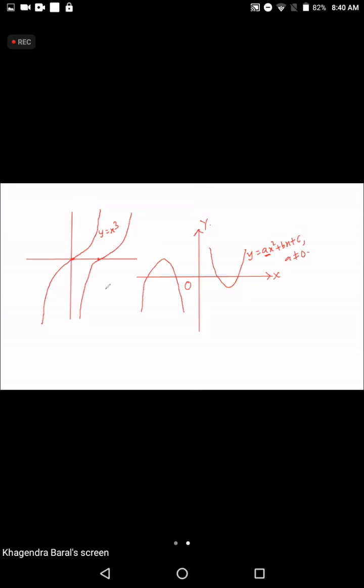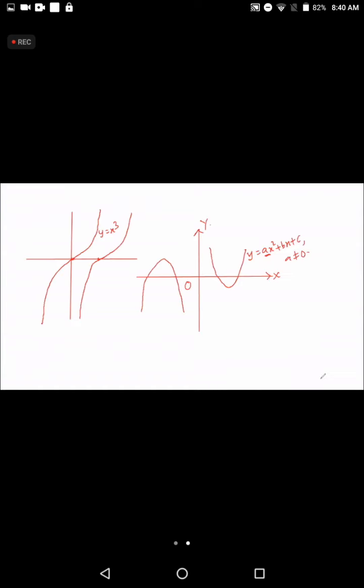Okay. Now we come to the next. Here, to draw the graph of different types of functions, you can take the set of values that satisfy the equation, and from that you can draw the graph.